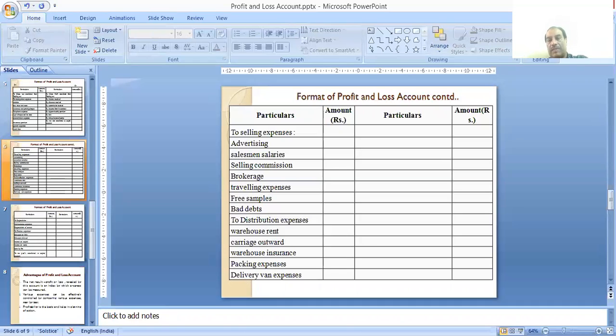Then the third category is distribution expenses. So we go for storage and then marketing. All the expenses involved in the distribution of a commodity or good come under distribution expenses, and it includes warehouse rent, carriage outward. Already I have told you, warehouse insurance, packaging expenses, delivery van expenses. So these are all part of expenses, and these are nominal accounts, and these are indirect expenses, so they are credited.